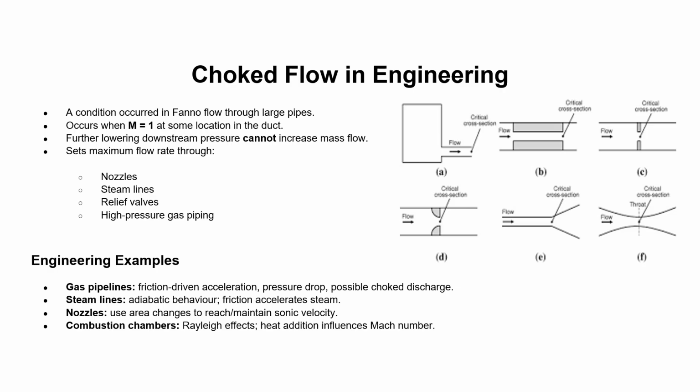Sets maximum flow rate through nozzle, steam lines, relief valves, high pressure gas piping. ये चारों वो एप्लीकेशंस हैं जिसमें प्रेशर ड्रॉप बहुत ज़्यादा होता है और हम Mach number is equal to 1 बहुत आसानी से अप्रोच कर सकते हैं.